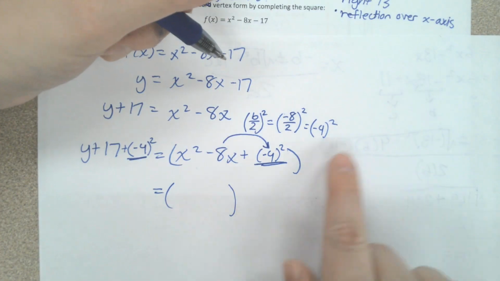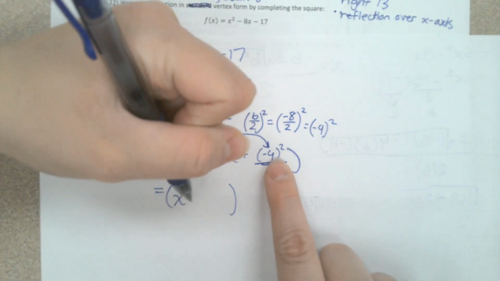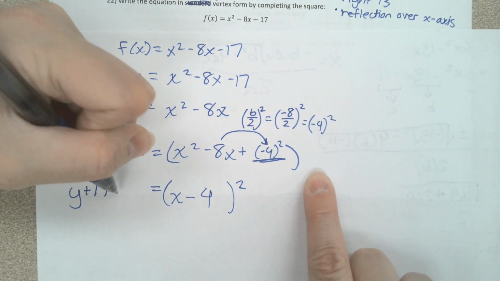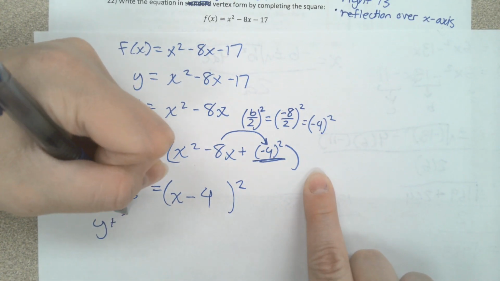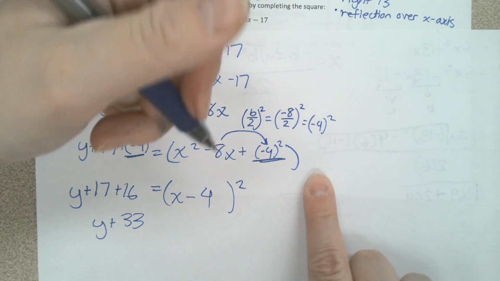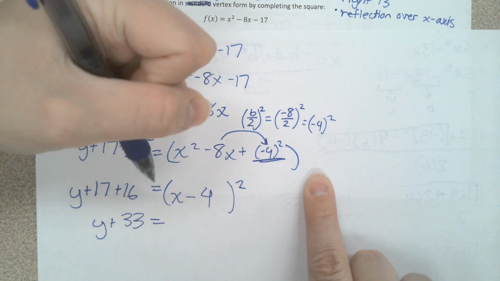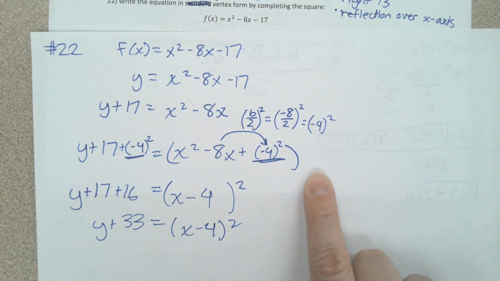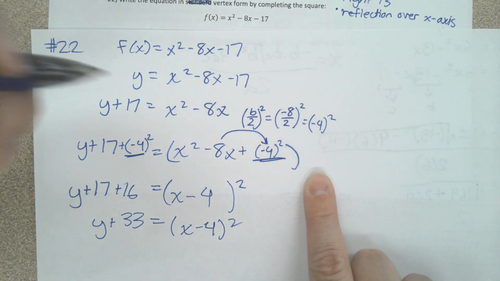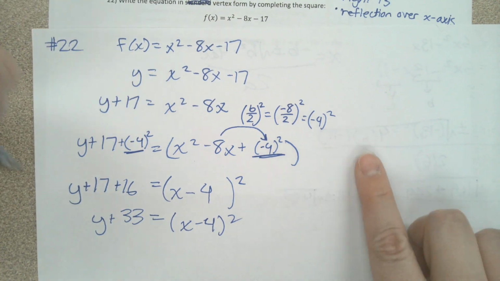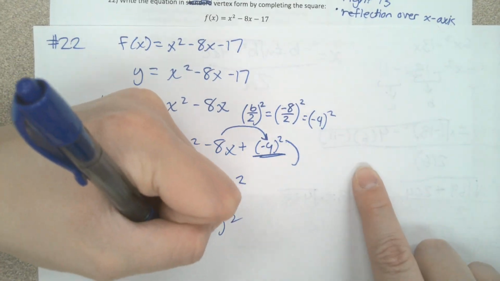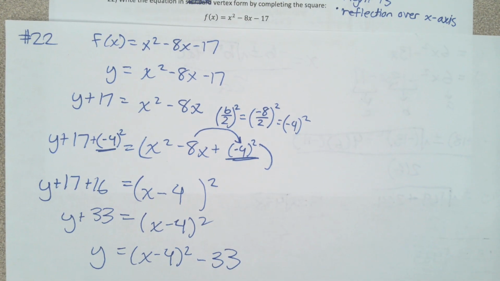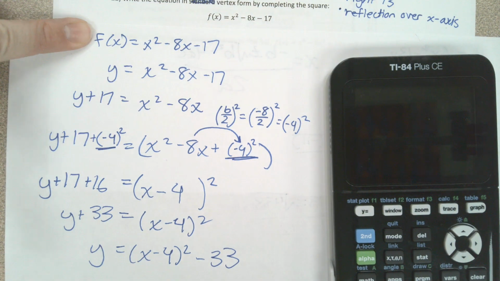So the trick, if you do this part correctly, is then you can just write this as x minus 4, the whole thing squared. Simplifying, we have y plus 17 plus 16. This is y plus 33 is equal to x minus 4 squared. And then lastly, we move the 33 back over to the other side by subtracting, and we get x minus 4 squared minus 33.